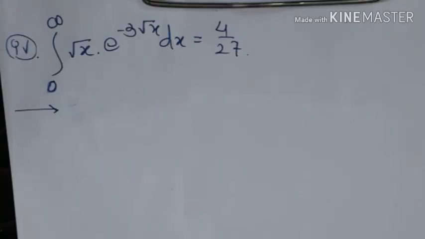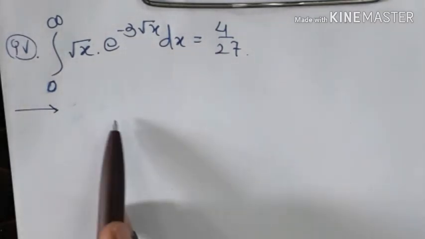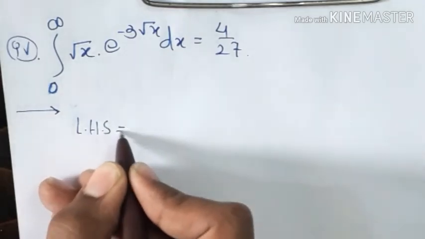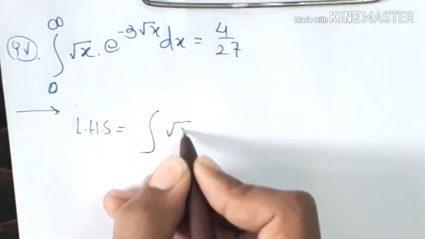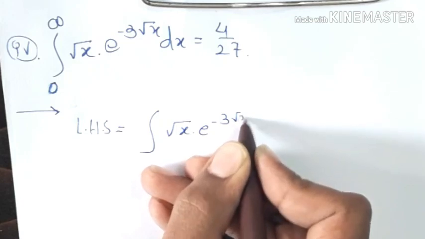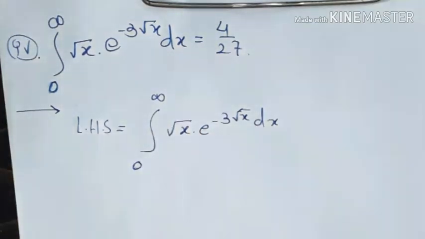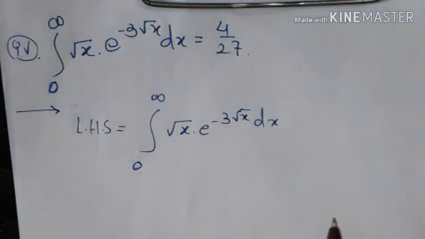Now friends, our next question is the integral of root x into e raised to minus 3 root x into dx from 0 to infinity, and we have to prove that this integral is equal to 4 divided by 27. So we take this integral as our LHS. Therefore the LHS equals the integral of root x into e raised to minus 3 root x into dx from 0 to infinity. Now which variable do we have to put equal to t?